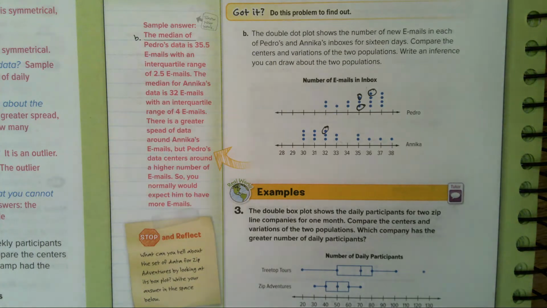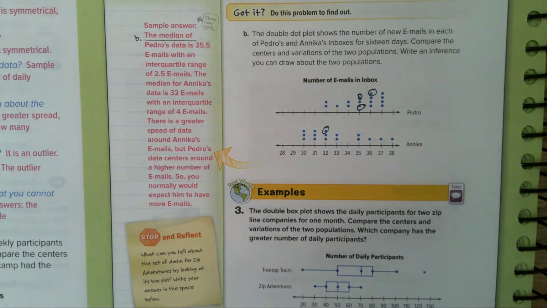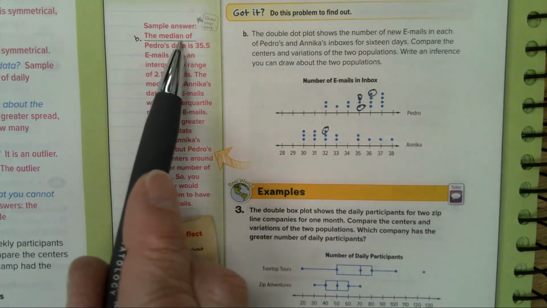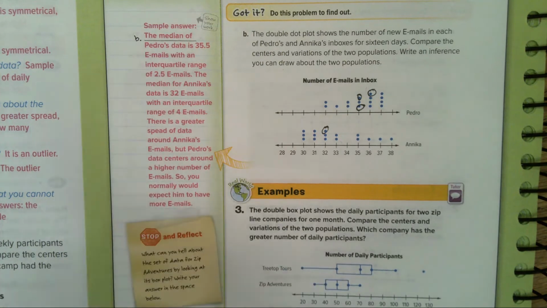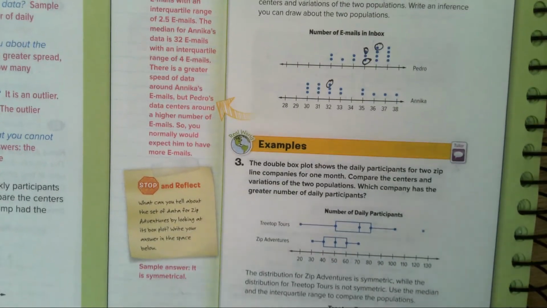But I will say that if you're going to compare them, it does matter. When it's not symmetrical, you use the median, okay? When it is symmetrical, you use the mean. So it does make a difference. This is not symmetrical, so when you describe the data, you're going to use the median. When it is symmetrical, you'll use the mean. Now let's go on to example 3.